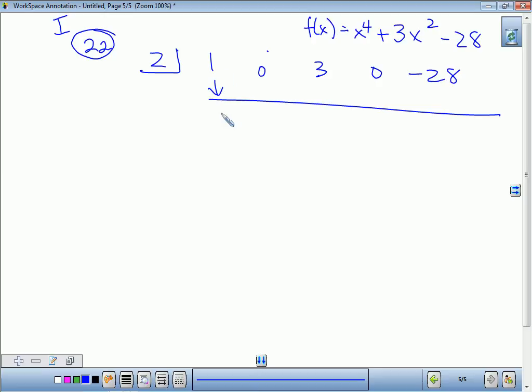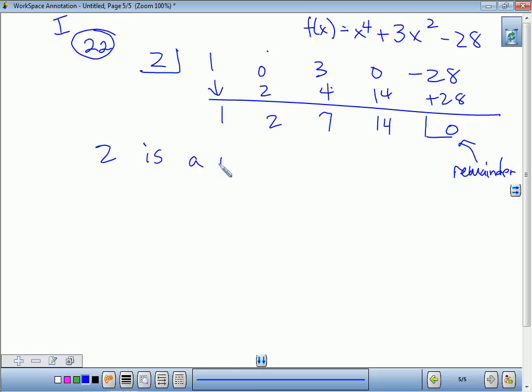Okay, and you always bring down the first one. Then we multiply, and we add. And we multiply. That's not 6, that's 4. And we add. And we multiply, and we add. So this last one is always my remainder. Well, if the remainder is 0, then my divisor is a root. So 2 is a root. And how do I know that? The remainder is 0.